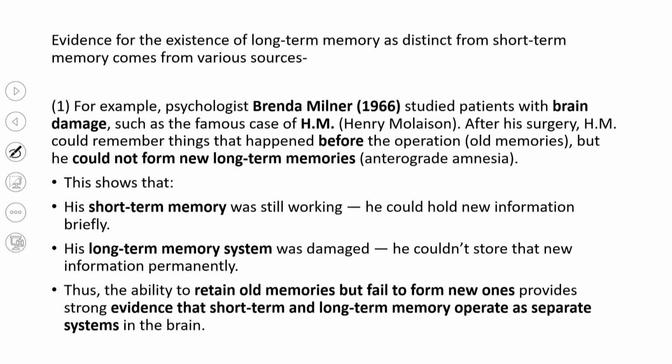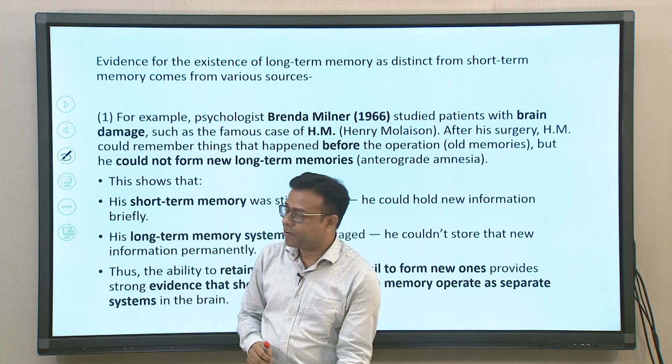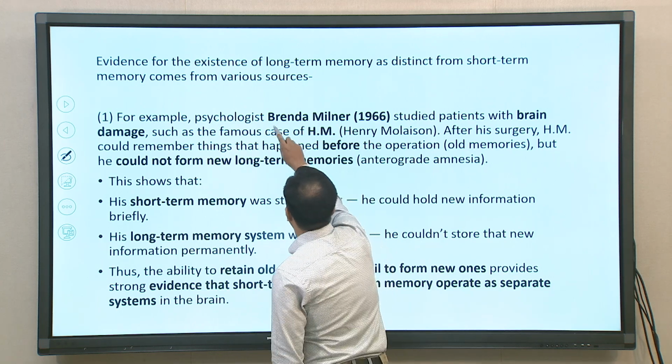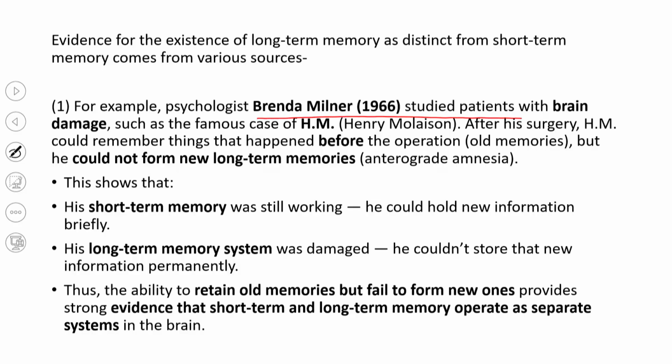What is the evidence for long term memory as a separate system from short term memory and sensory memory? How do you know there is something called long term memory? There are many evidences available. Psychologist Brenda Milner in 1966 studied a patient with brain damage, the famous case of HM. After his surgery, HM could remember things that happened before the operation. Old memories he could remember, but he could not form new long term memories.